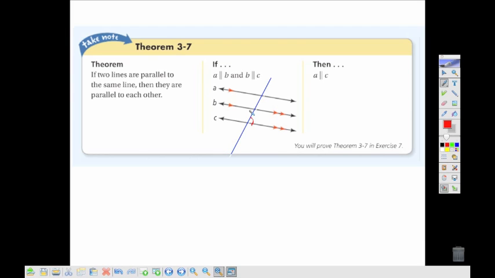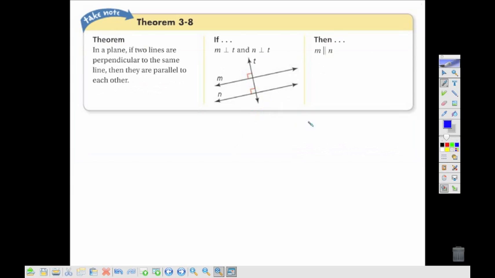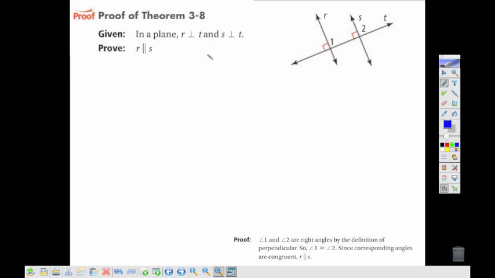If these two are parallel, then their corresponding angles are congruent, and if the other two are parallel, their corresponding angles are also congruent. And so we can connect all of those and show that the two, A and C, should also be parallel to each other. Theorem 3.8 is looking at what happens when we have perpendiculars. Now notice they start with, in a plane, if two lines are perpendicular to the same line, then they're parallel to each other. Now here's the proof for that.